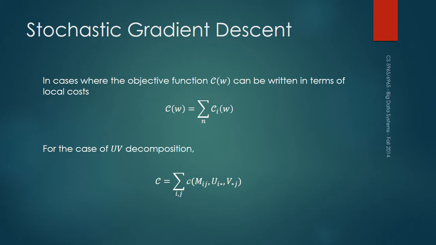These N here would be the non-blank entries of M. I'm breaking it out into local costs, the way the cost is affected by a single entry of M. In our case, I'm summing over ij's, where ij is such that Mij is not blank. And the cost is now going to be defined by Mij, the corresponding row of U and the column of V. Is this clear?